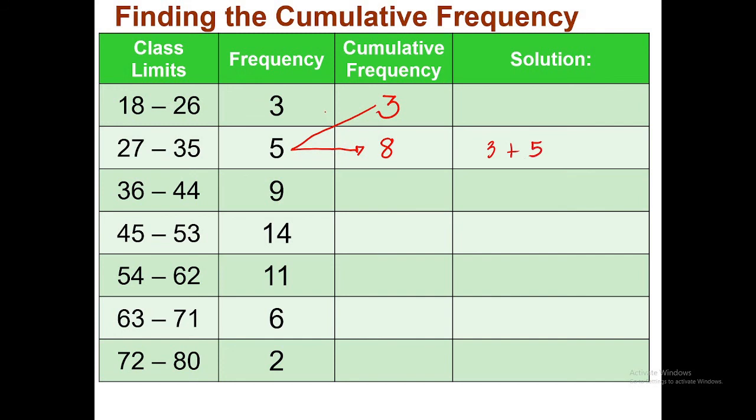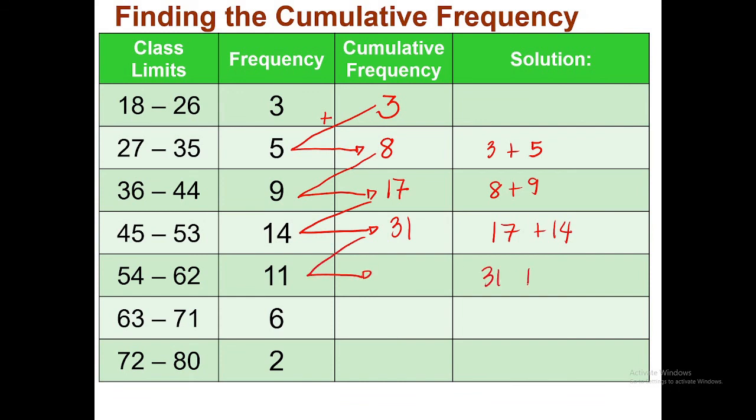Next, diagonally again, 8 plus 9. 17. You write the number 17 over here. You move diagonally again. 17 plus 14 is 31. You move diagonally again. 31 plus 11, 42. You move diagonally. 42 plus 6. That's 48.